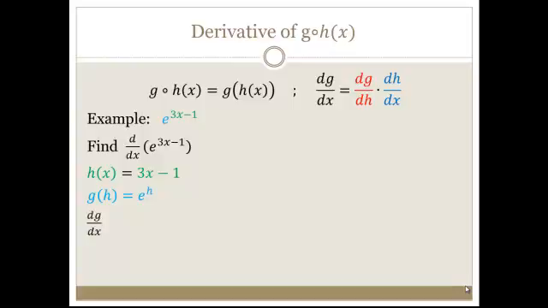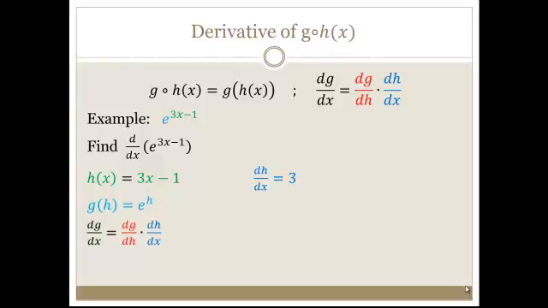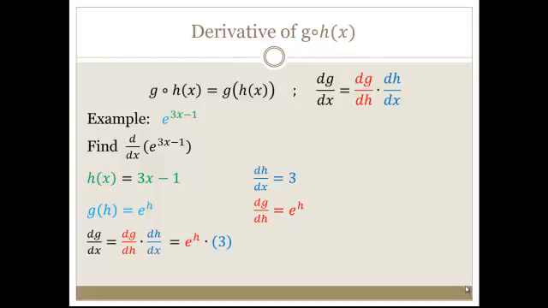Using this, we can now compute the derivative of g with respect to x, which by the chain rule is the derivative of g with respect to h times the derivative of h with respect to x. We can compute the derivative of h with respect to x using the power rule to get 3, since the derivative of minus 1, our constant, is 0. Then, computing the derivative of g with respect to h, we have that the derivative of e to the h is simply e to the h. So we can write dg/dh times dh/dx as e to the h times 3.